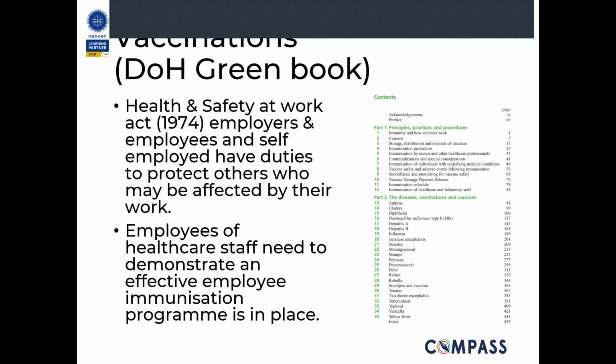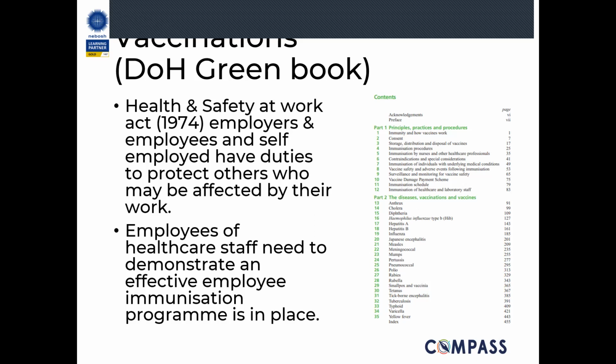There's a green book, as it's known in the NHS, for vaccinations, produced by the Department of Health. The idea comes up of infection control in regard to the Health and Safety at Work Act in general, but it then goes into a lot more detail. If you look at that example in the contents page on the right-hand side, you can perhaps appreciate the detail involved in that procedure. 455 pages of a document there.